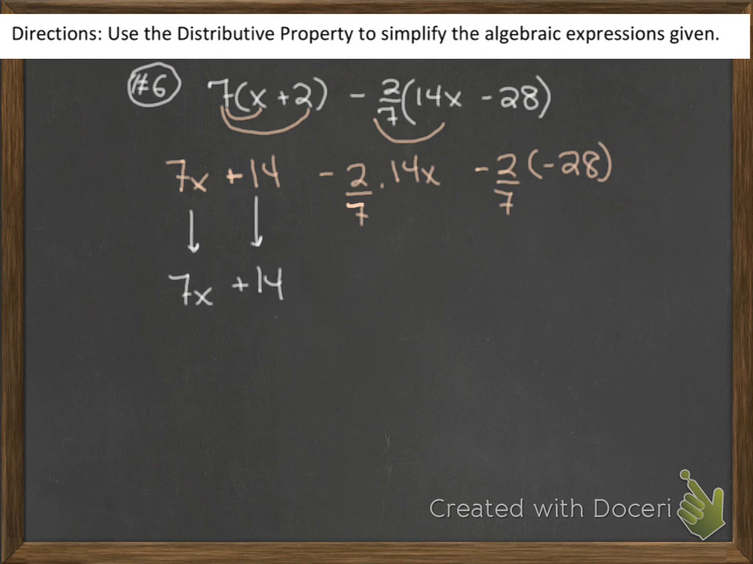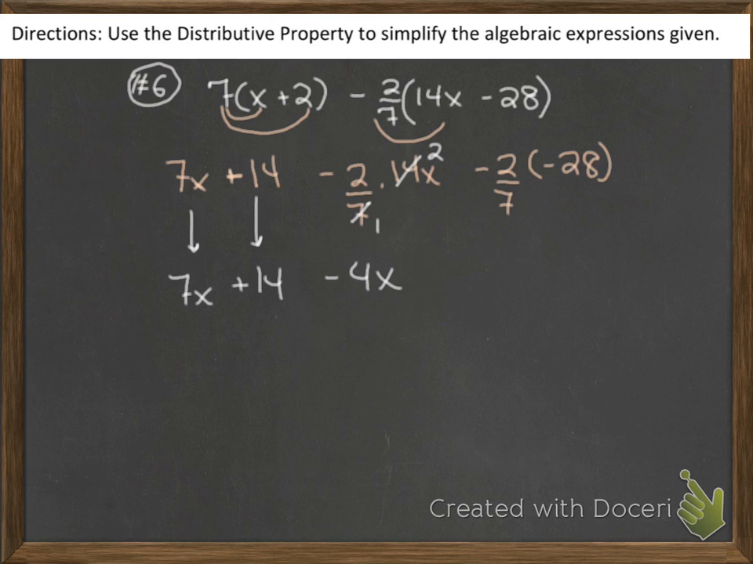So negative 2/7 times 14x, I'm going to do the thing where I simplify first. 14 divided by 7 is 2. 7 divided by 7 is 1. Negative 2 times 2 is negative 4x. If you want, you can rewrite it as negative 4x over 1. You do not need the over 1.